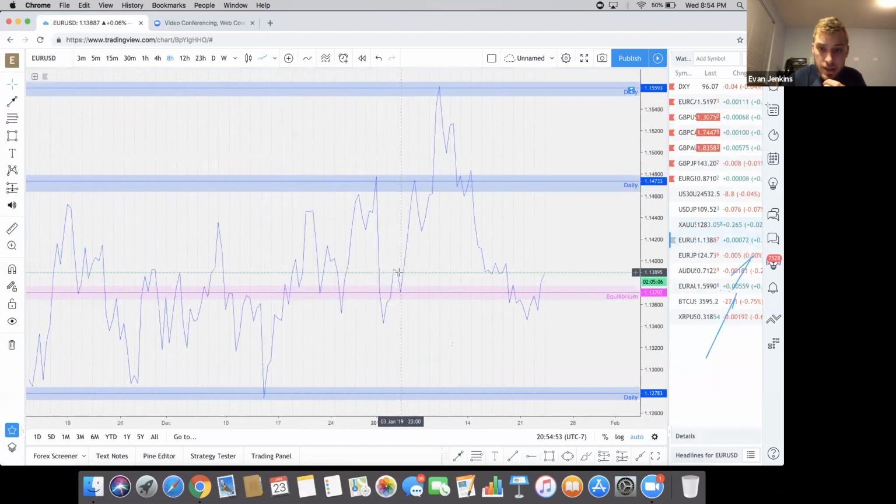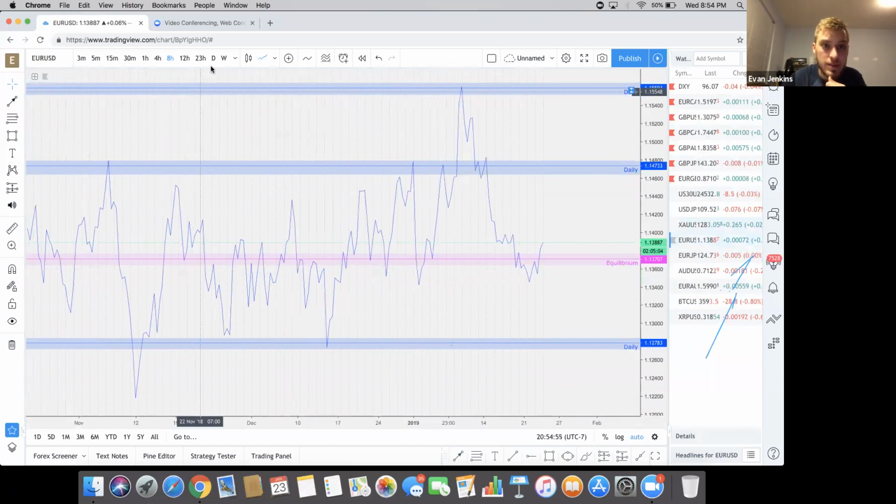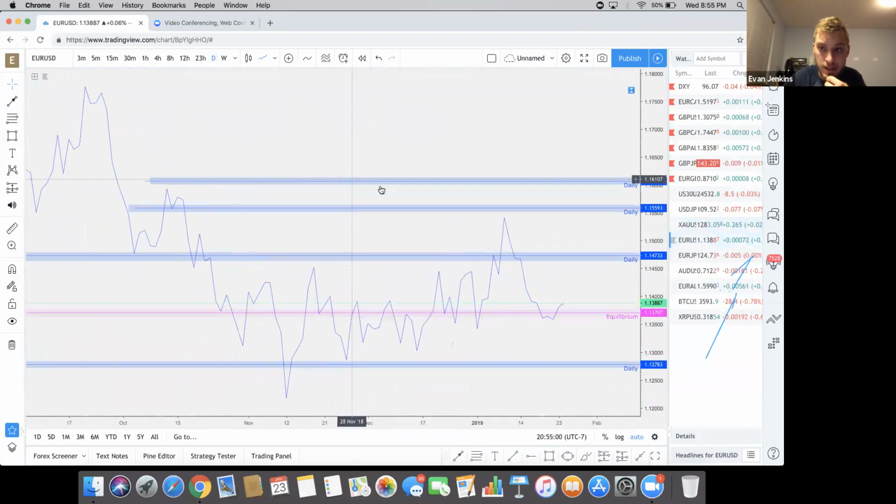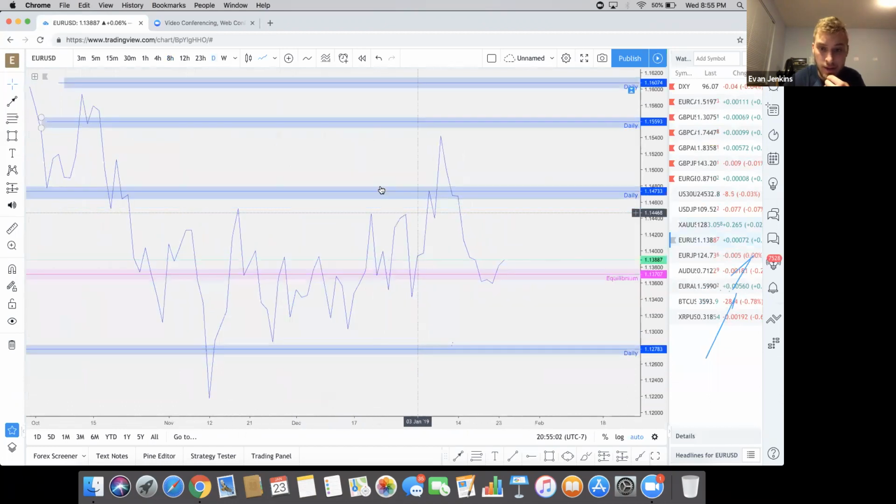Euro USD, same thing. This pair is just looking really ugly to me. I'm probably going to stay out of Euro USD. I think there's better setups than Euro USD.